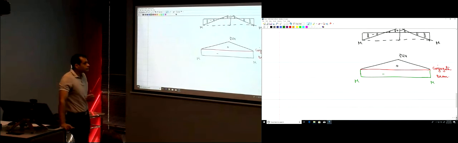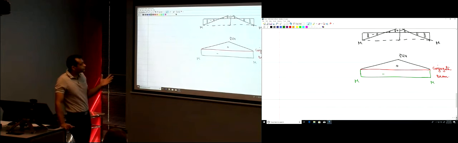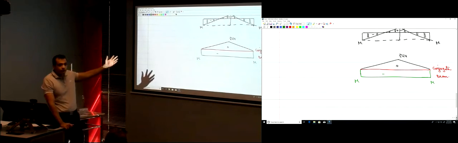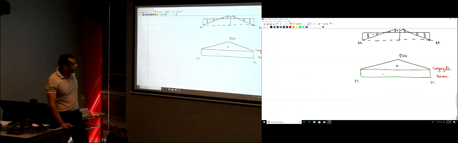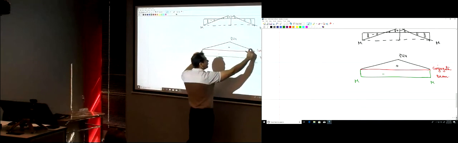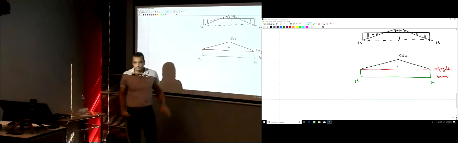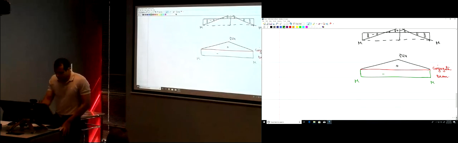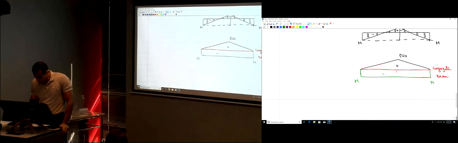So let's apply the equations of equilibrium. What are the equations of equilibrium? Sigma Fy equal to 0. That's one of the equations. What are the forces here? You have two distributed loads, one that is rectangular and one that is triangular. I want to remove this rectangular load. How much would that be?